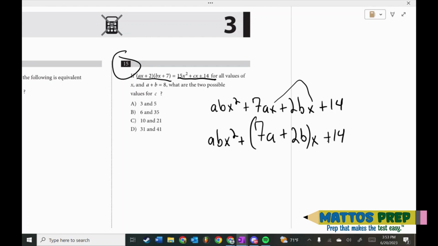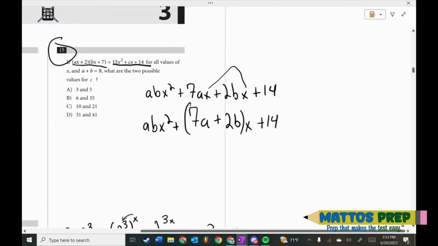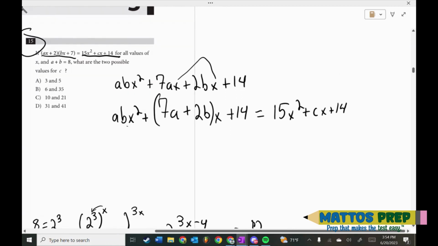Do you understand what I did here? Okay, that's a major step. Without that step, it would be very hard to solve this problem. And now we have the rest of this equation. I'm going to write it out here because it's very important to see what I do next. Plus cx plus 14. So now, if you notice, we have x squared here, we have x here, and then 14 and 14.